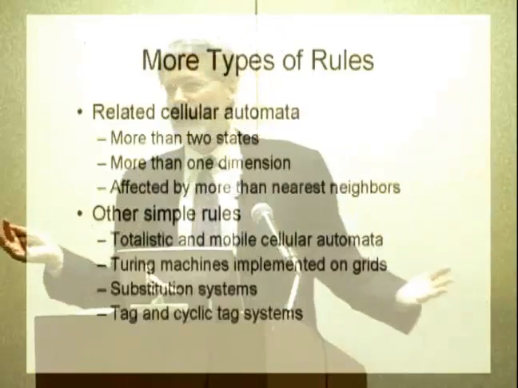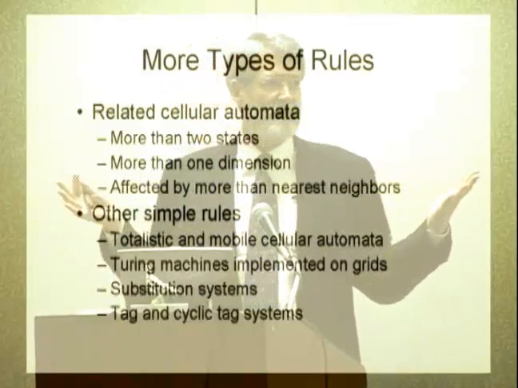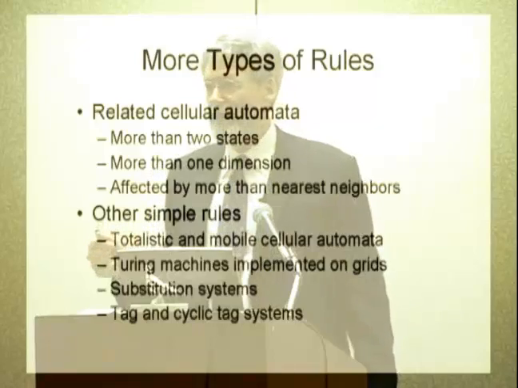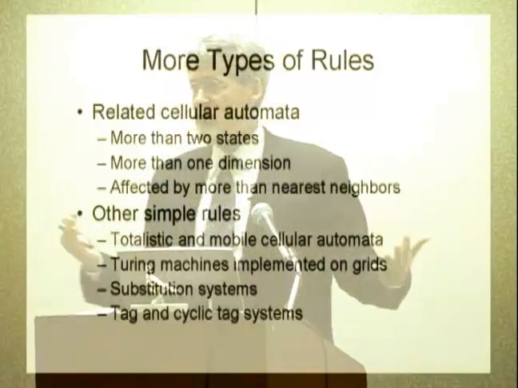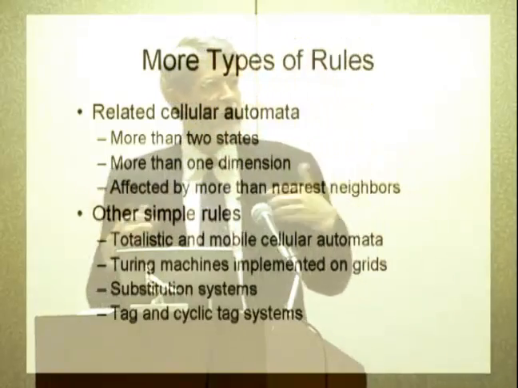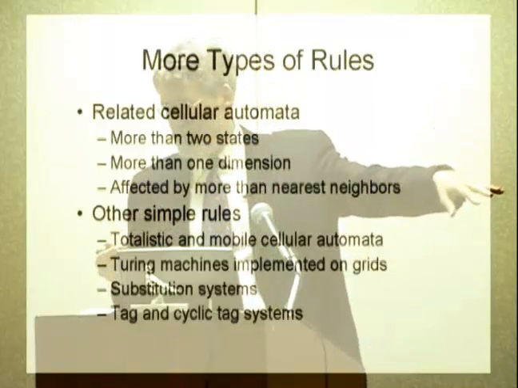Well, there are lots of other types of rules in this book that I'm not going to go into. Related cellular automata, as I've suggested, you can conceive of automata with more than 2 states, more than 1 dimension. He talks about 2-dimensional automata in here. They can be affected by more than their nearest neighbors. There are a lot of other simple rules that he talks about in the book. I'm not going to describe them. I just put some names down there.